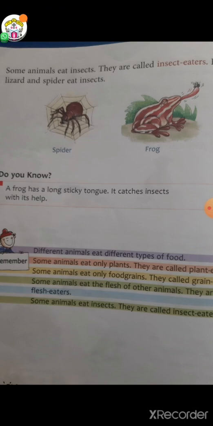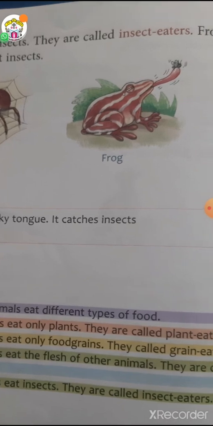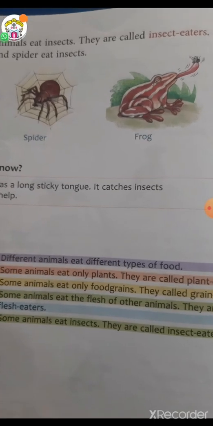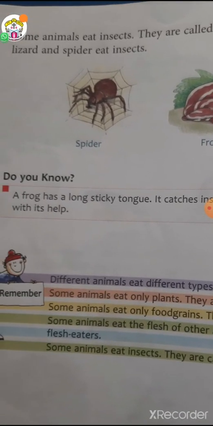There are plant eaters, grain eaters, flesh eaters. Some animals are having both the quality of eating plants and flesh. And here in this picture we have learnt about the insect eaters. The example of insect eaters are frog, bat, lizard and spider eat insects. Okay, here the picture of a frog and the spider is there. Okay, now do you know, तुम्हें पता है?